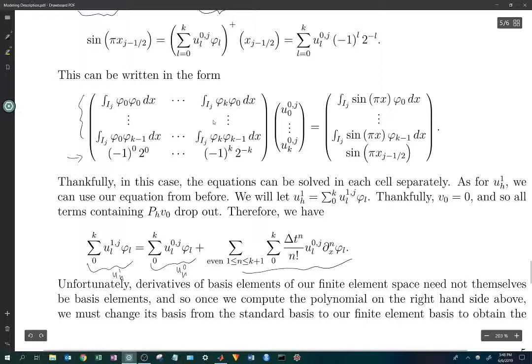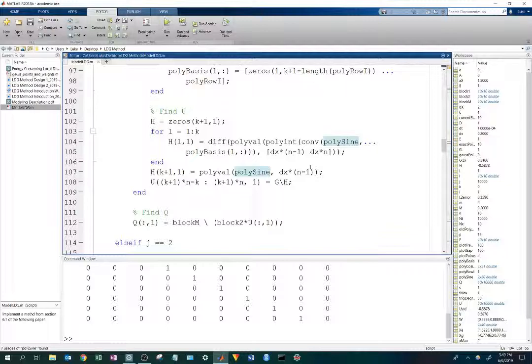H needs to be constructed for each cell, because this integral over ij of sine of pi x is going to change with each cell. We compute this integral using similar techniques to how we computed that matrix M. However, again, we have sine of pi x, so that's why we're using polysine here. Remember, that's that vector that we have, which is the polynomial form, or the Taylor polynomial, for sine. We're using that here because we need to multiply it by the polynomial basis function. And then we evaluate that at the endpoints after integrating it.